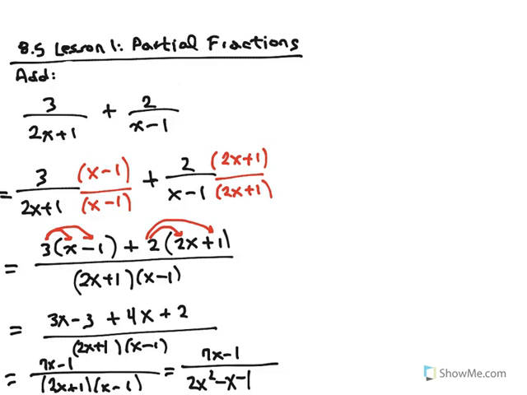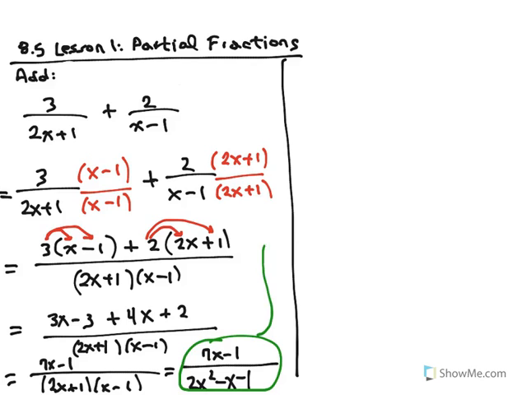So this is how we add two rational expressions. We need a common denominator, and we proceed as we just saw. Partial fraction decomposition is the opposite problem. In partial fraction decomposition, you start with what we have at the very last line of our work that we just did. So you start with the rational expression.